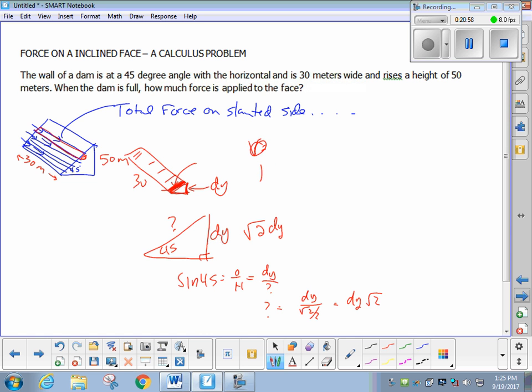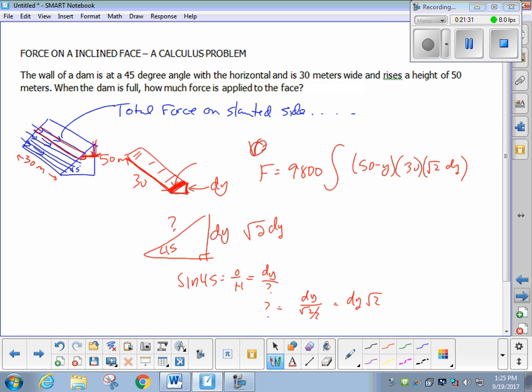9,800. What's the depth of each slice? The fact that it's slanted means nothing. The depth of each slice is still 50 minus y. The slant comes in on the areas. The base of each rectangle is always 30, and the slanted side, which is really the height of each rectangle, is always root 2 dy.